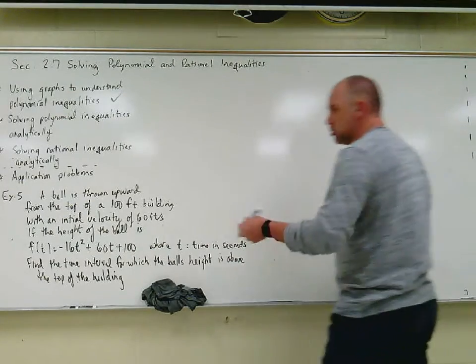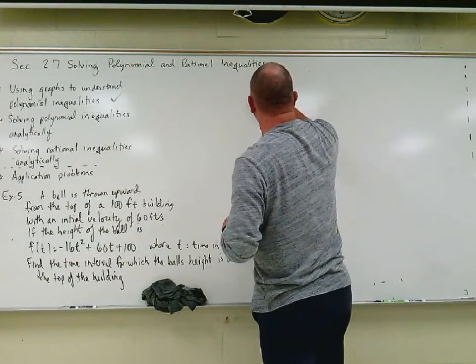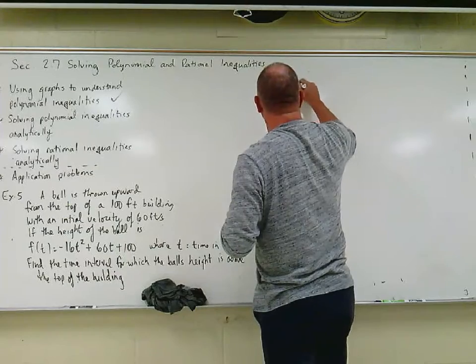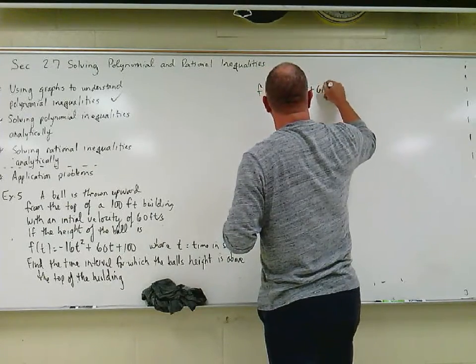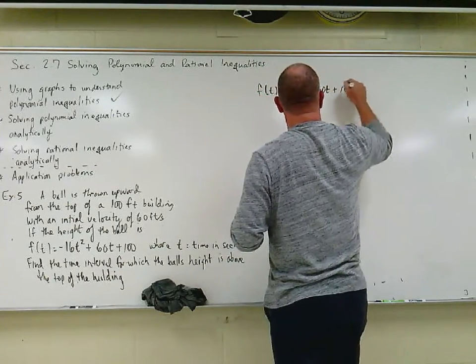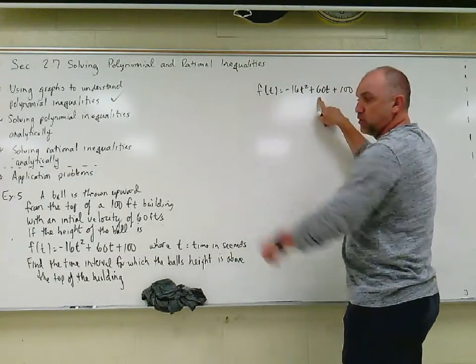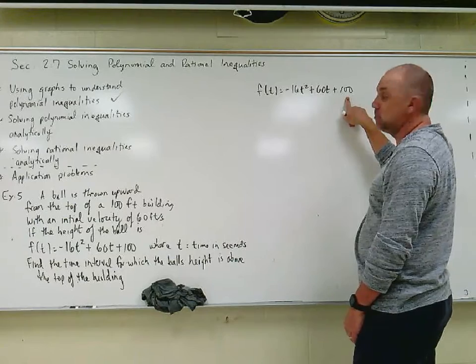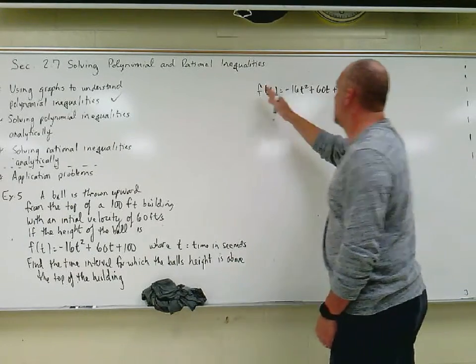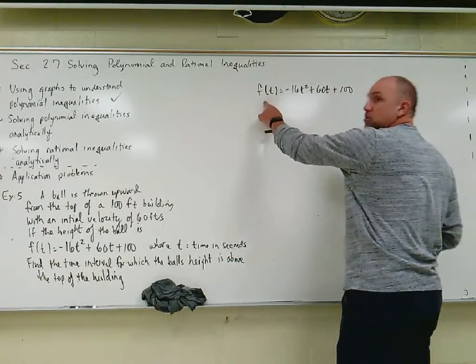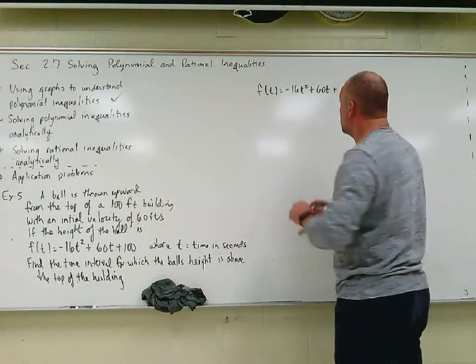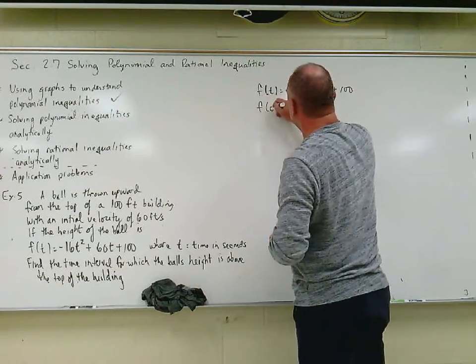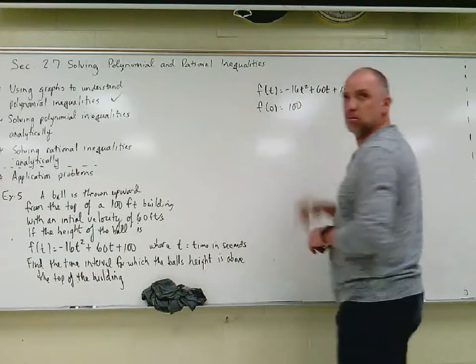So this is a legit equation. You would use this in physics class for projectile motion. The 60 in here relates to the initial velocity, and the 100 relates to the height of the building, okay? So this equation, if you give a time, it's going to tell you the height of the ball. So notice, if I plugged in a 0, I get 100.